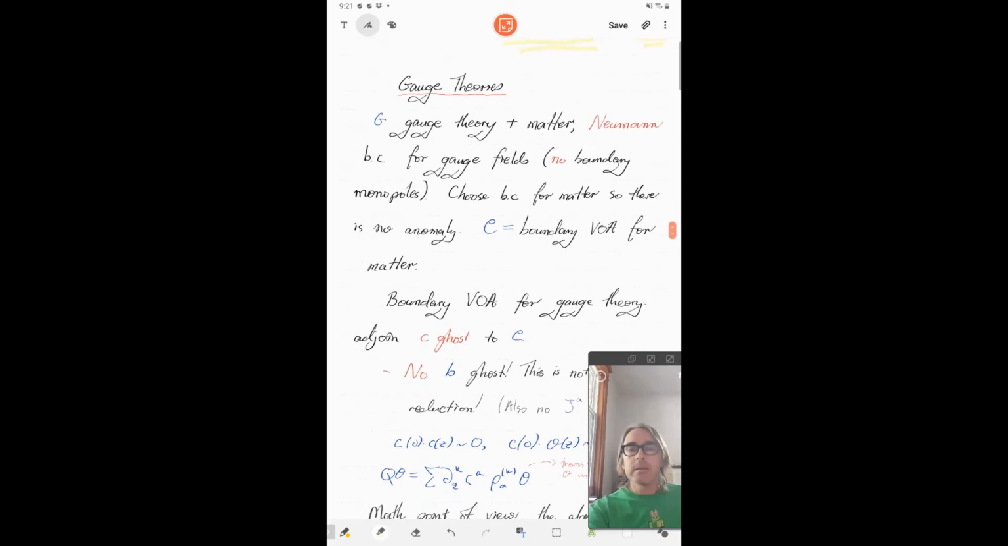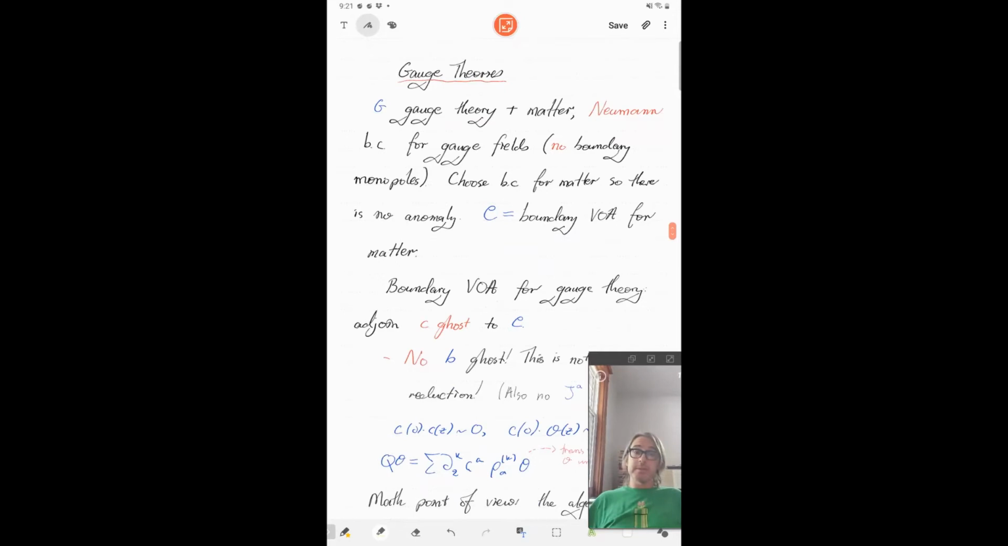So to do that, we need to understand something about gauge theories. Now, for gauge theories, if I choose Dirichlet boundary conditions, the problem we ran into earlier arises: there are boundary monopoles. It turns out that for technical reasons, we understand boundary monopoles a little bit better than bulk monopoles. But in any case, let's work in a setting where there are no boundary monopoles by assuming we have Neumann boundary conditions for the gauge field.